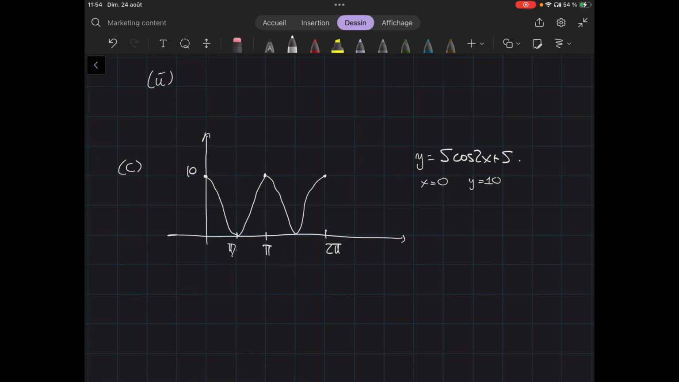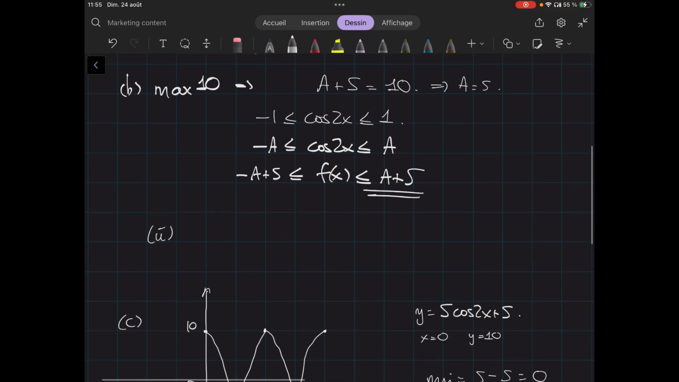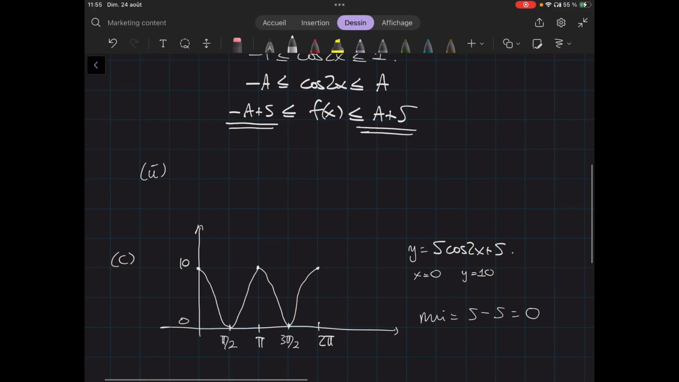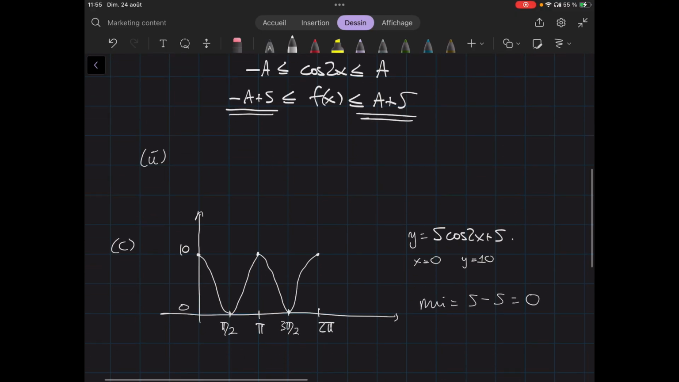This part is pi by 2, that part is 3 pi by 2. And the minimum is 0, because the minimum is 5 minus 5, or 0. Going back to this part over here, the values of x for which we get a minimum are pi by 2 and 3 pi by 2.